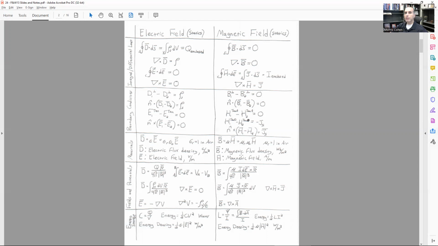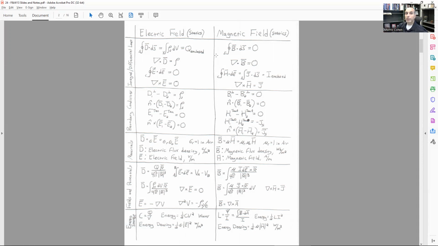And so let's review the electric field laws and take a look at the equivalent of the magnetic fields that we're going to come up with. So for electric fields, we started out with Gauss's law. Gauss's law told us that the surface integral of this electric flux density D around any closed surface is going to be equal to the total charge that's within that volume, or the sum of all the charge densities that are within it.